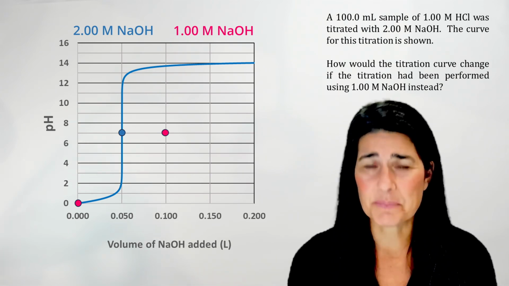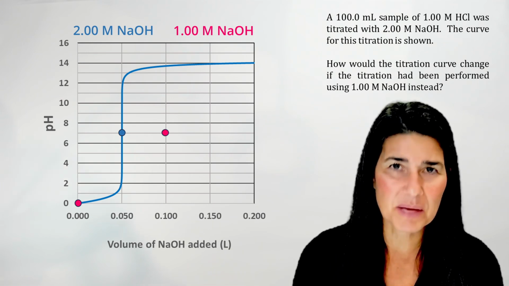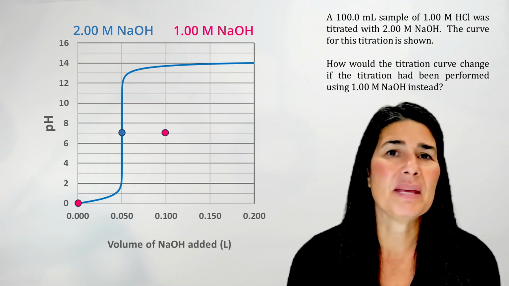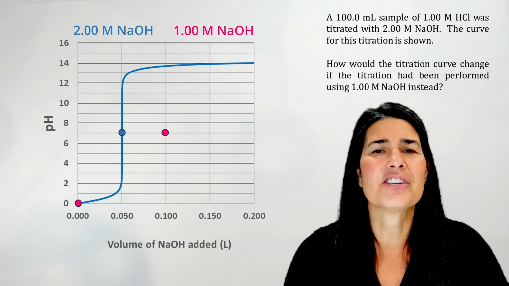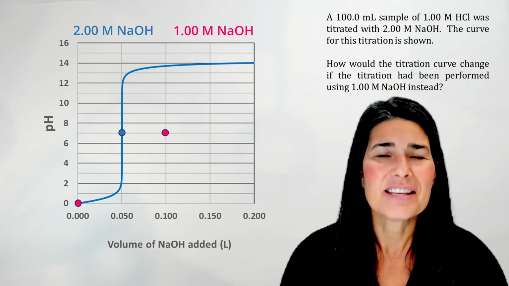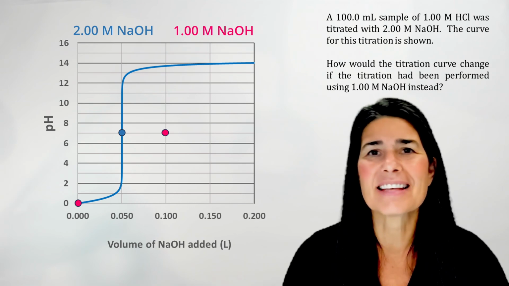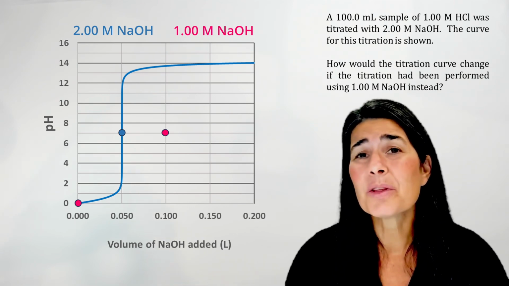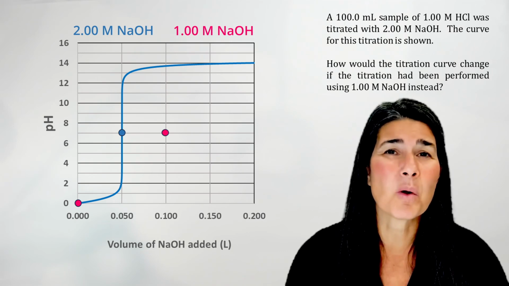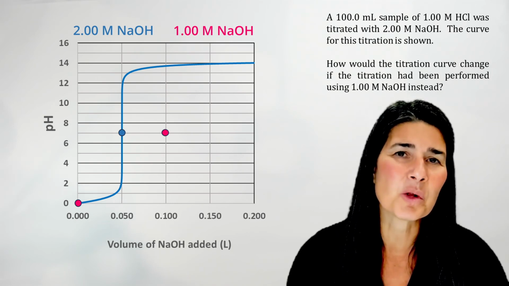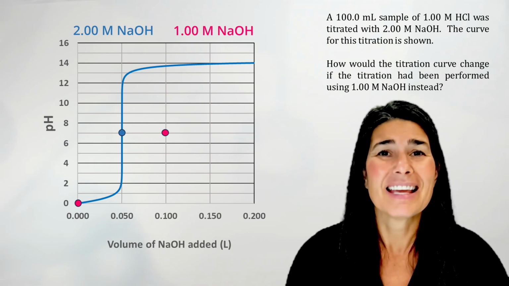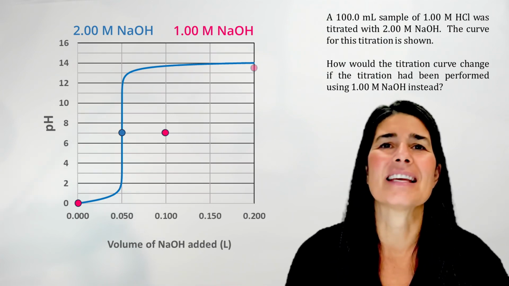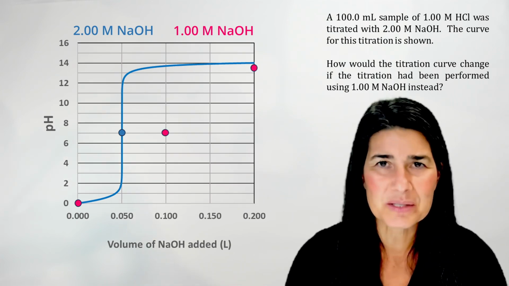Now, the last piece is the ending pH value. At this point in the titration, you've gone beyond equivalence, and now you're just adding excess sodium hydroxide, excess base. So we have a basic pH. How will this change if we're using 1 molar sodium hydroxide versus 2 molar? In the end, you're going to have a slightly less basic ending pH, just ever so slightly.